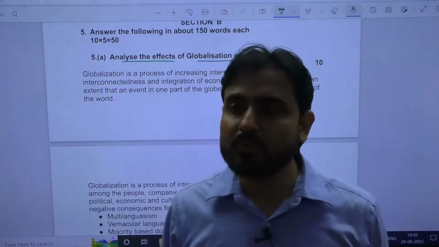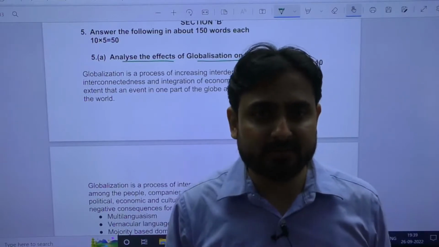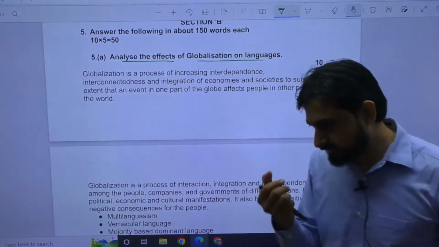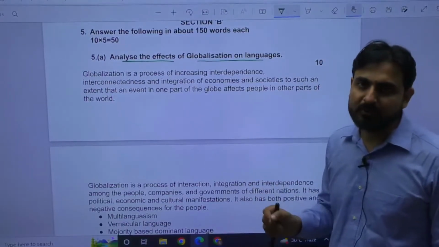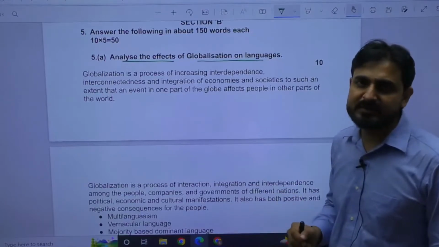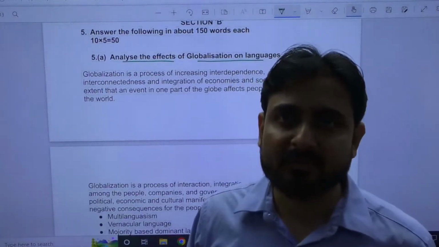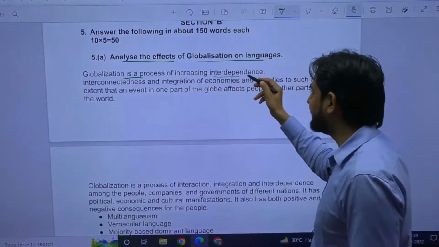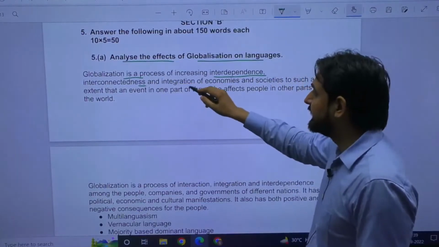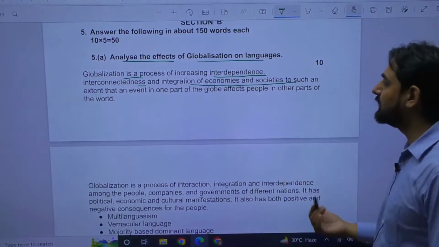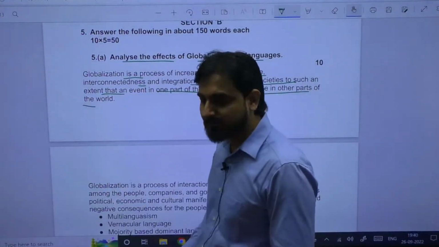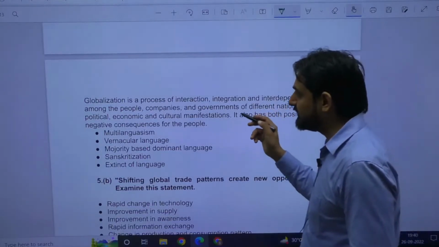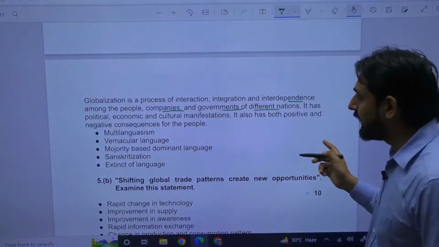And how does it strengthen the vernacular language? Because due to globalization, there is more awareness, more spread of a particular language across different regions of the world, plus more and more emphasis by some politicians, scholars, activists, and intellectuals for development of more and more languages. So globalization, you can define as a process of increasing interdependence, interconnectedness, integration of economies, societies, and integration of different languages as well in the world, among people, companies, governments, and among different languages.